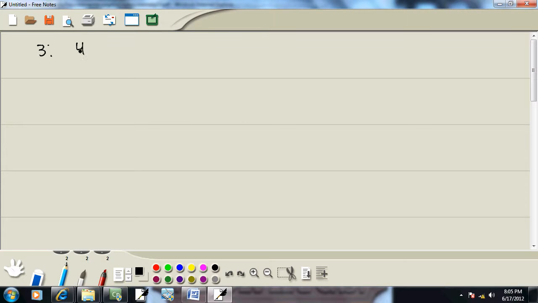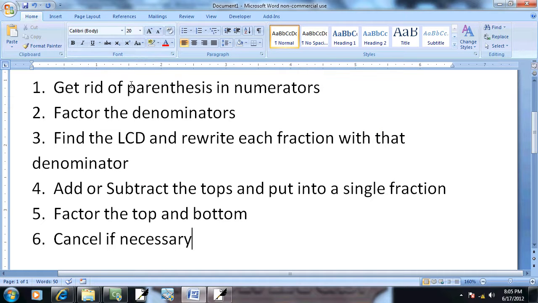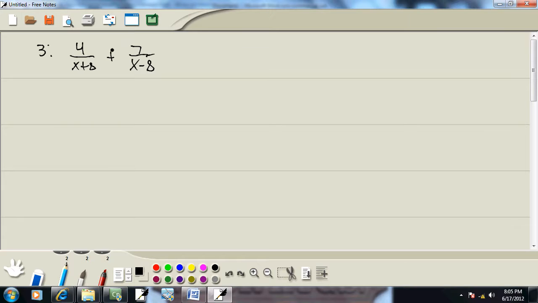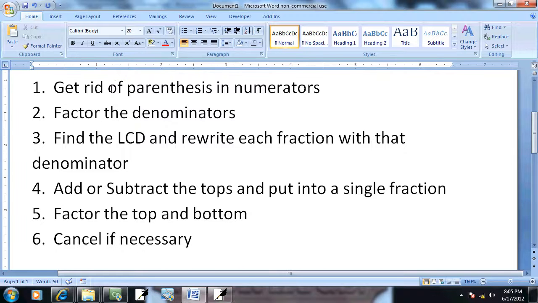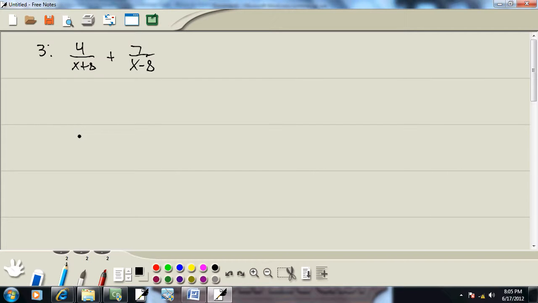So we've got 4 over x plus 8 plus 7 over x minus 8. First step, get rid of parentheses in numerators. There's no parentheses in the numerator, so we're fine there. Second step, factor the denominators. Well, these are so simple there's nothing to factor. This is a pretty easy one, relatively. Find the least common denominator and rewrite each fraction with that denominator.